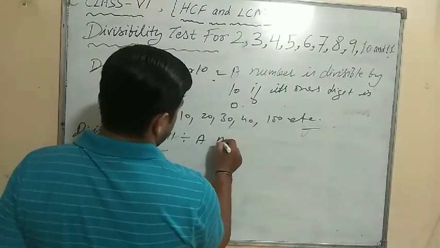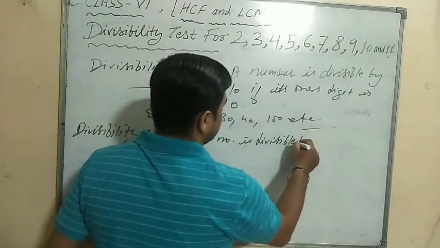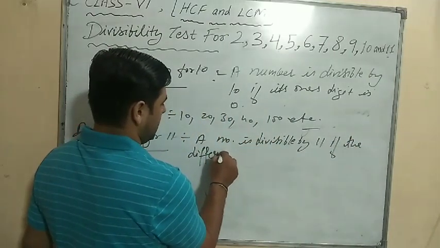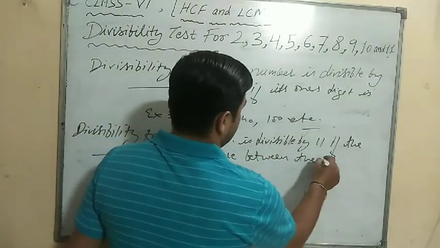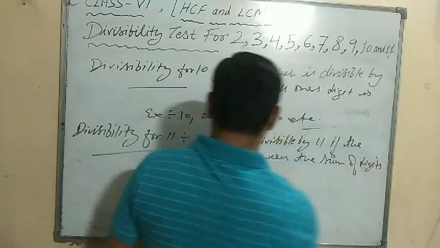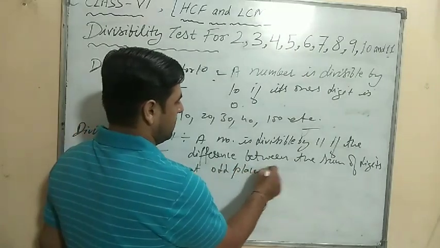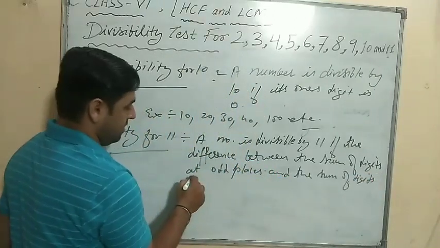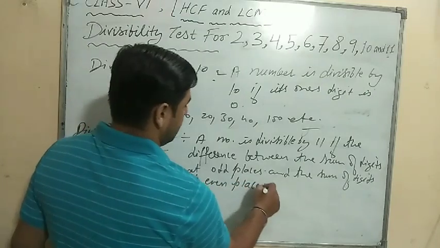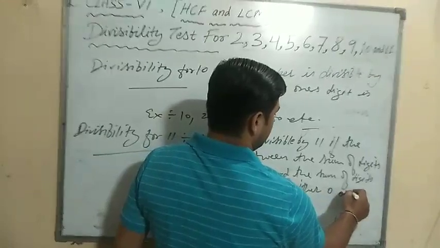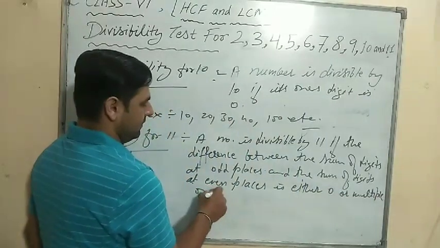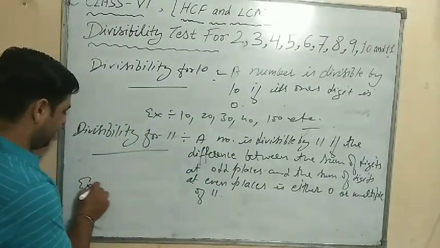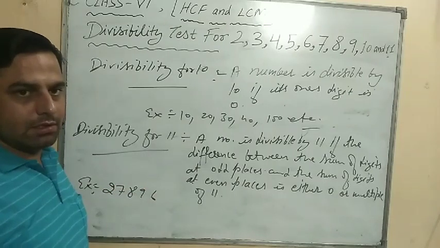So let's see. A number is divisible by 11 if the difference between the sum of digits at odd places and the sum of digits at even places is either 0 or a multiple of 11. Okay. Now one example: 27896. Clear?